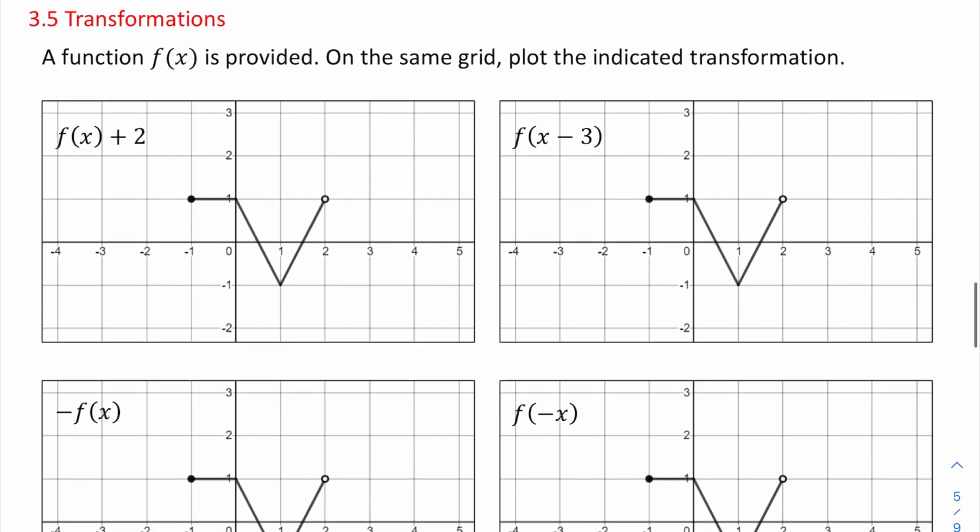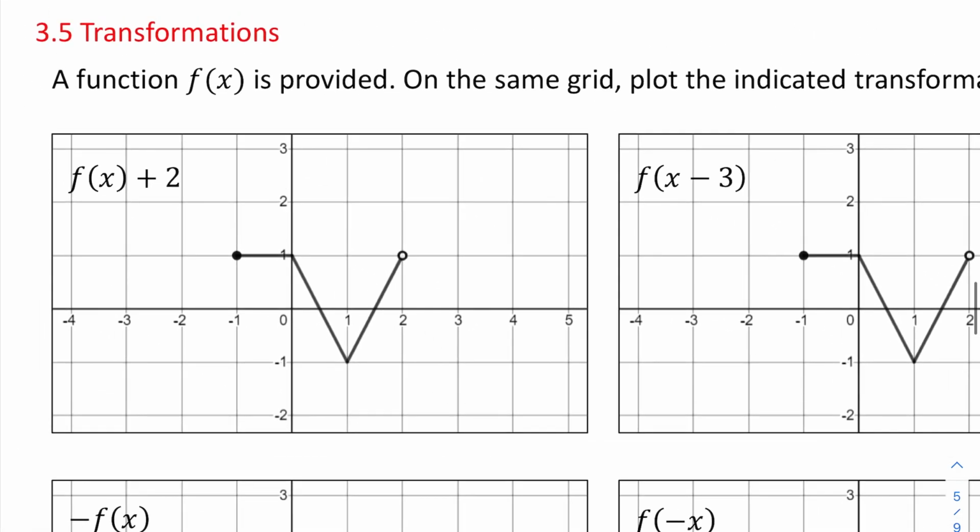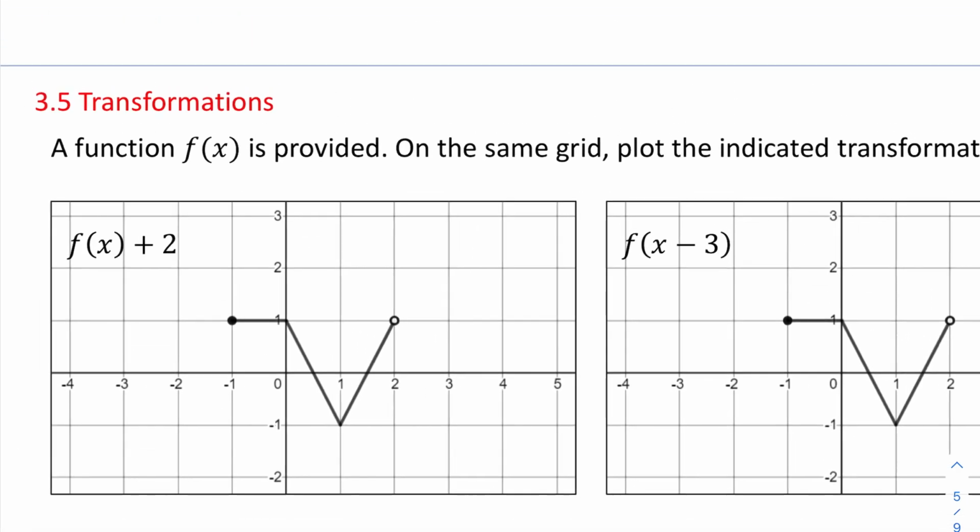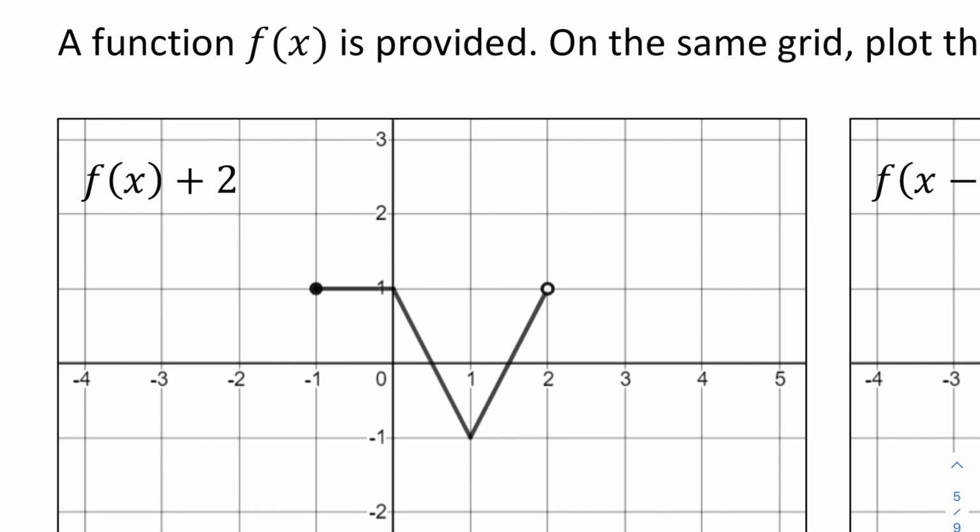Now let's put some of them to practice. Here we have some functions on the same grid. Plot the indicated transformation. Okay, so this function that's provided is the f of x, right? And our goal is to plot what f of x plus 2 would look like. So this corresponds to the vertical shift. So the key points, I'm going to move everything up 2 units from where it used to be. I'm just going everything up 2 units, everything up 2 units, and then drawing the rest of it. So there's our new graph.